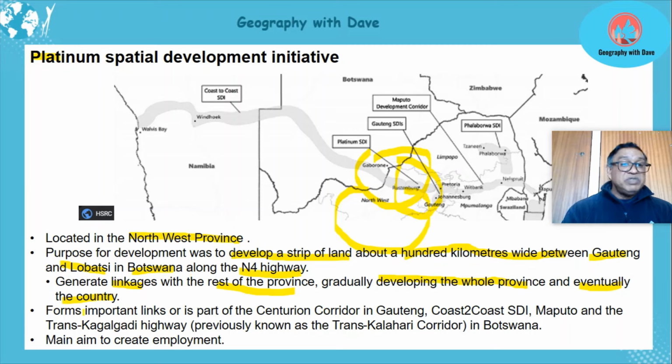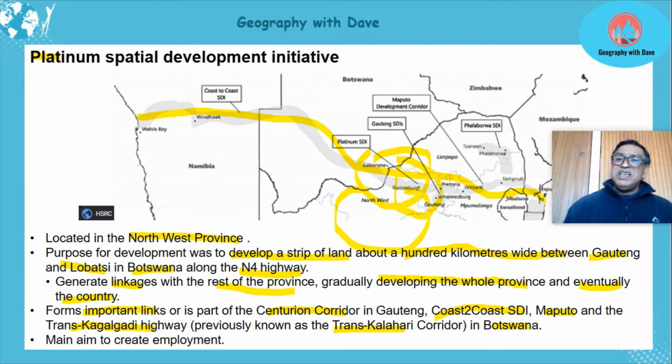Okay. It forms important links with part of the Centurion Corridor or SDI, coast to coast SDI, Maputo. You understand? Can you see how many? So Maputo will lead it to the Maputo Harbor also. Okay. The Trans-Kalahari Highway, all right, previously known as the Trans-Kalahari in Botswana. Okay, so can you see the important links? It's not just about this SDI. You understand? It's not just SDI. Imagine it linked to the coast-to-coast SDI. Imagine that accessibility, learners. Brilliant.